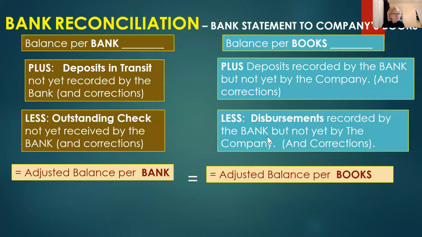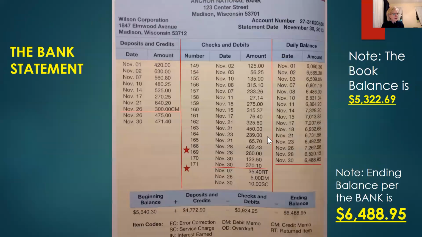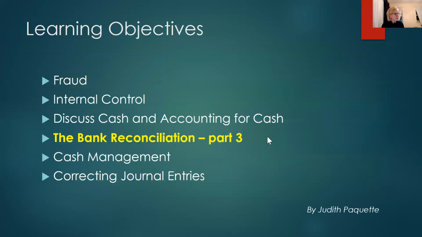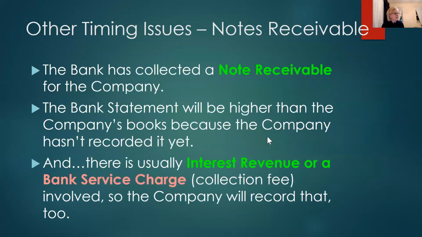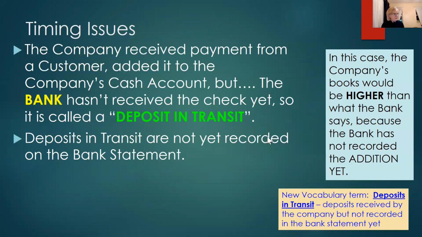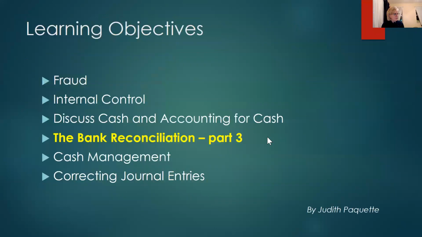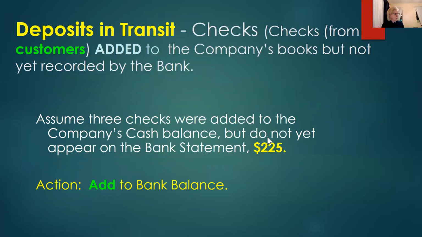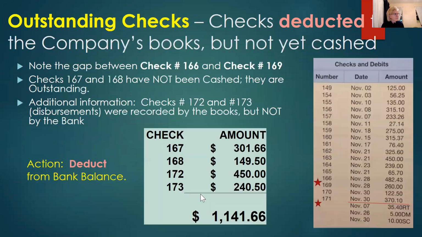Okay. All right, so let's look at them. Let's see, where did I have it? Sorry, guys, I'm flip-flopping here a little bit. Okay, so I already talked about these. Deposits in transit is added to the bank. Outstanding checks are deducted from the bank balance.